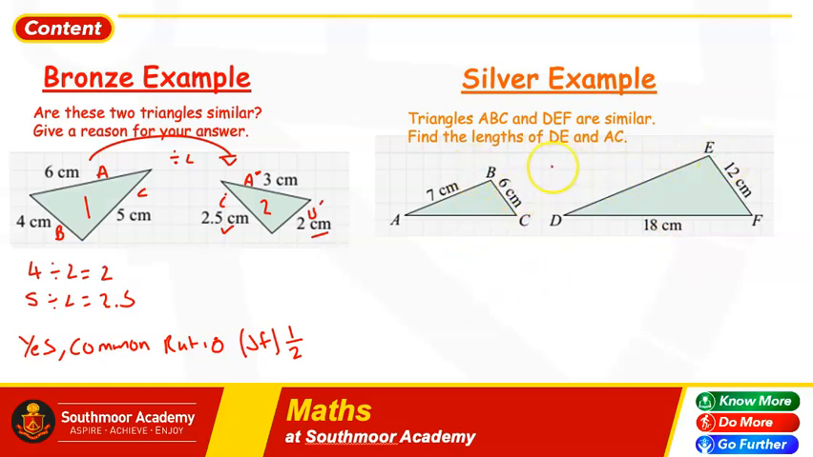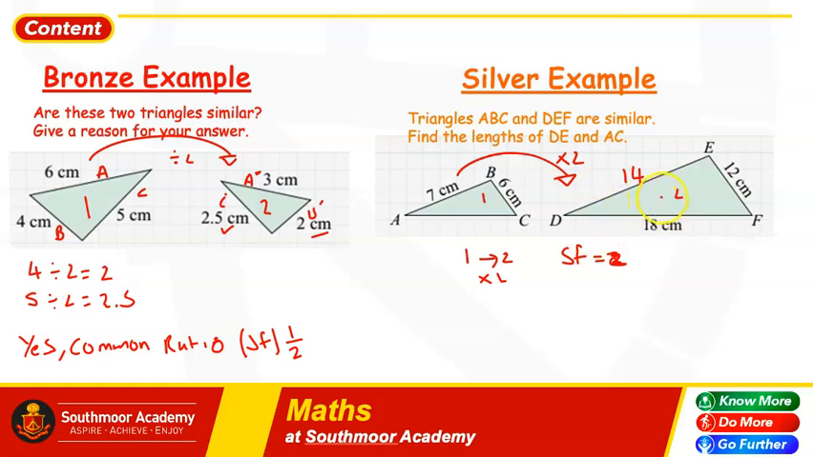So I'm going to work out how I go from this first triangle to my second triangle, triangle 1 and triangle 2. To go from triangle 1 to triangle 2, I am going to times by 2, so I have a scale factor of 2. To go from AB to DE, that's my corresponding side, I am also going to times by 2. So that's going to give me a length of 14.